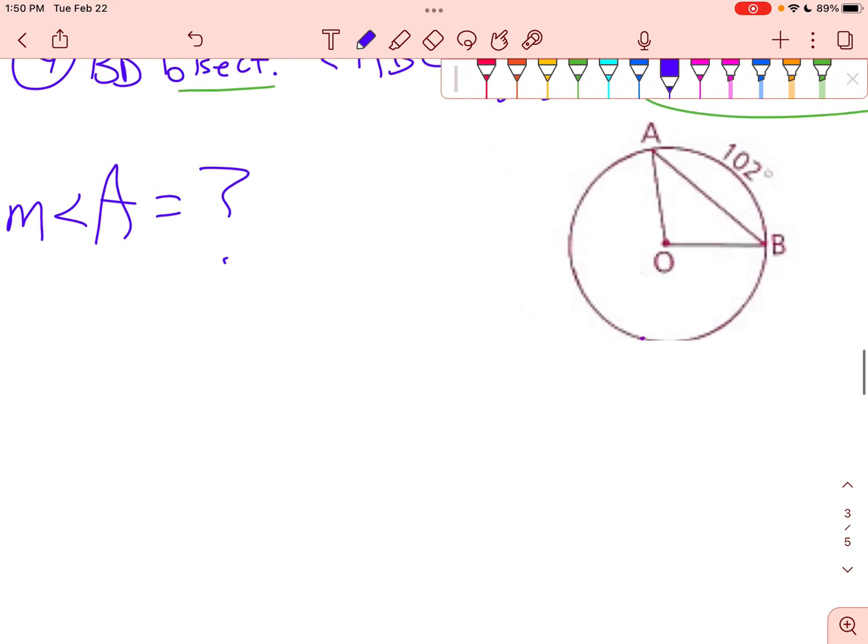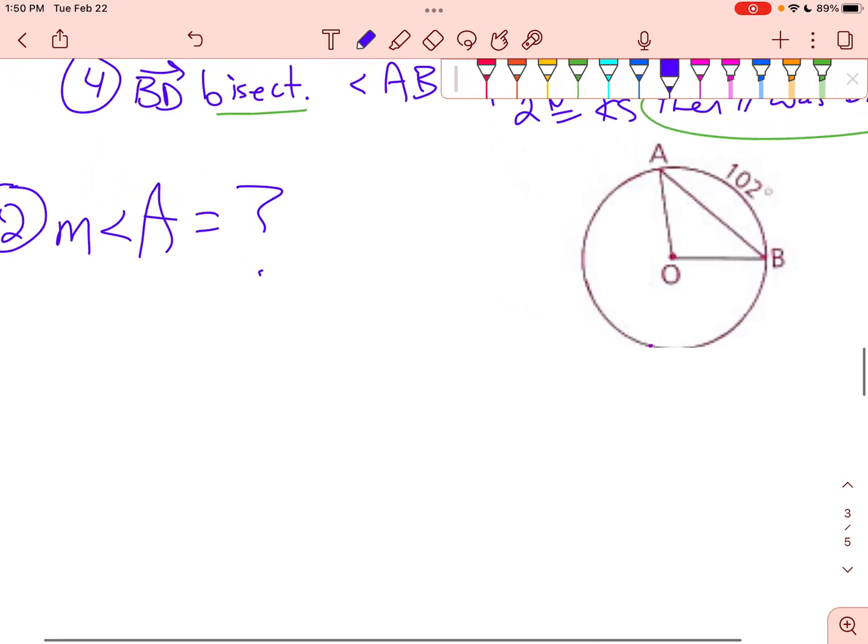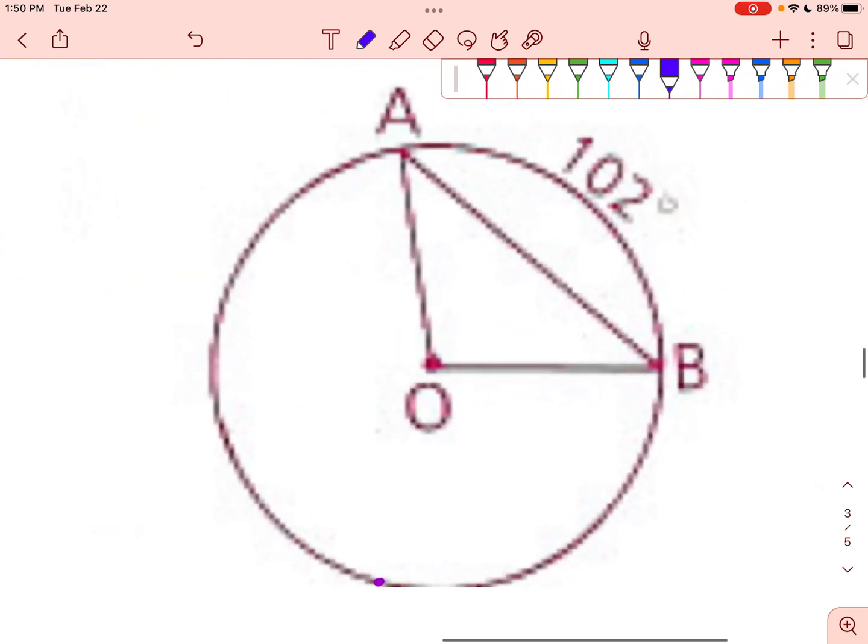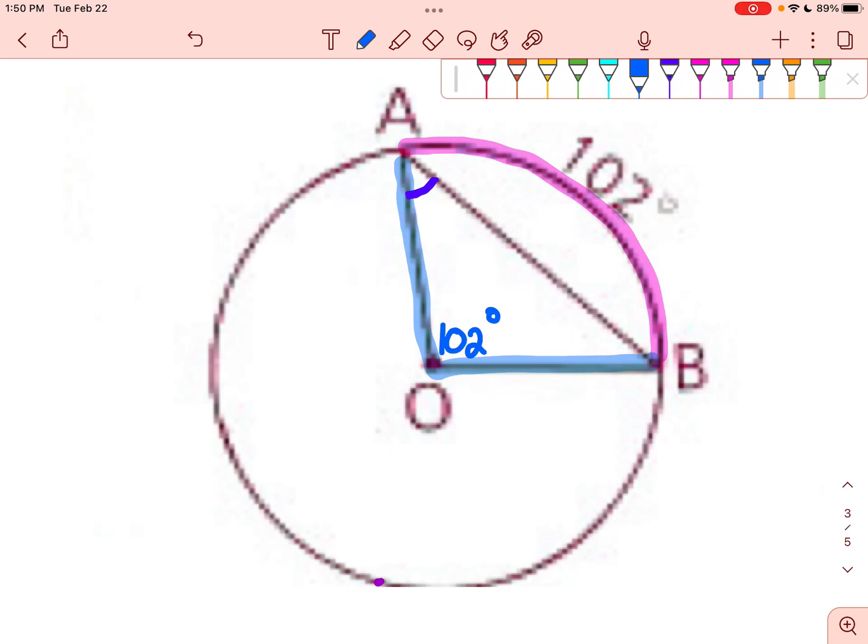Okay. For this one, it asked me to find the measure of angle A. So what that's referring to is this actual angle measure right in here. And so a couple things. First of all, they're telling me that the arc from A to B is 102 degrees. If the arc from A to B is 102, then the central angle is also 102 degrees. Okay, so I pulled that out.